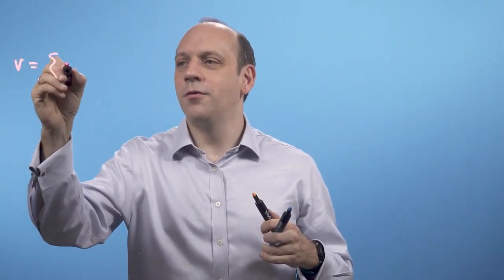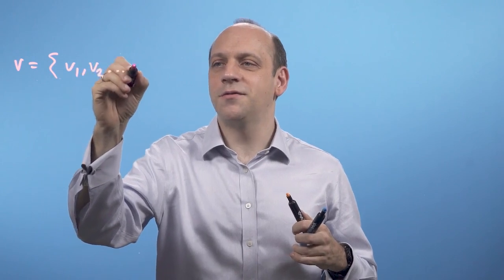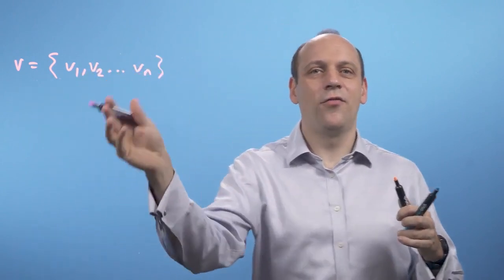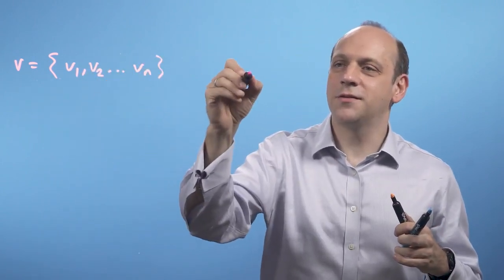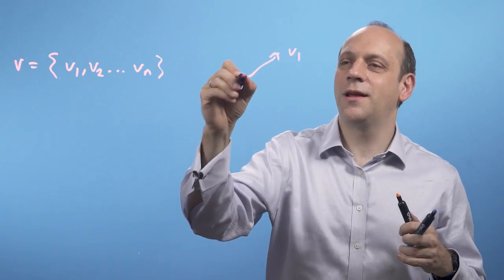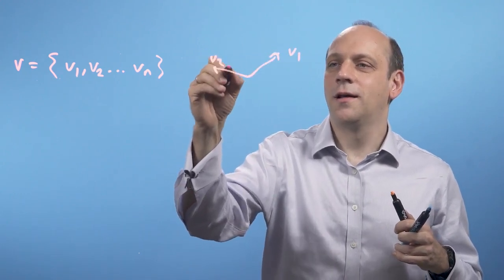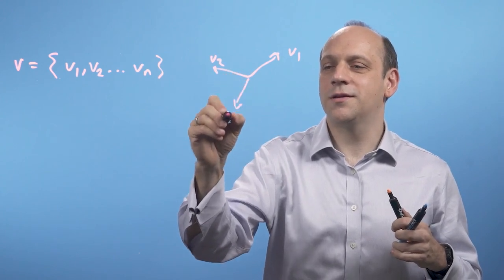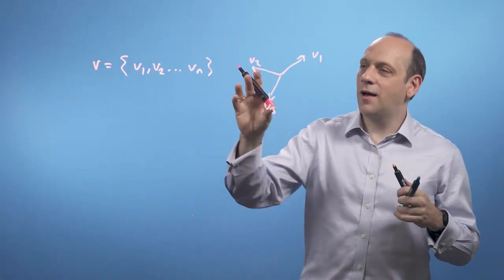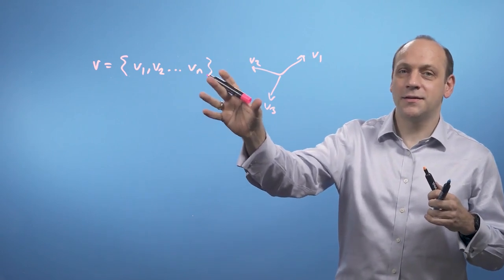So let's say I have some vectors v, and I've got a whole group of them, v1, v2, all the way up to vn, and there's enough of them that they span the space. So let's sketch them out. I've got, say, a v1 here, a v2 over here, another v3 down there somewhere. And they're linearly independent. Let's assume that.